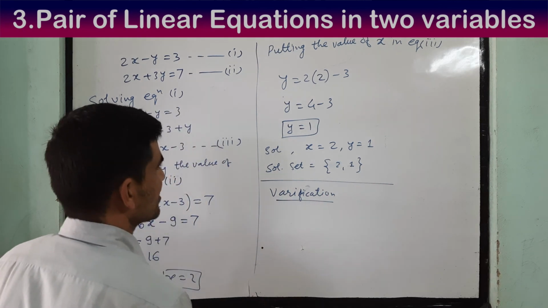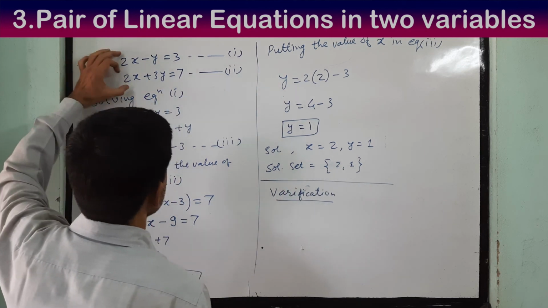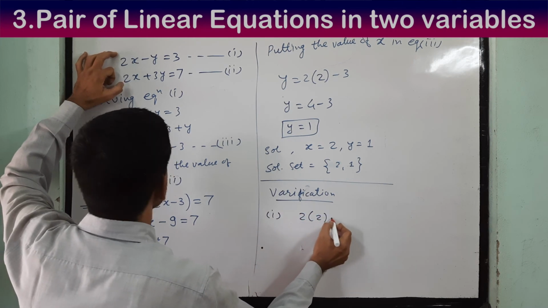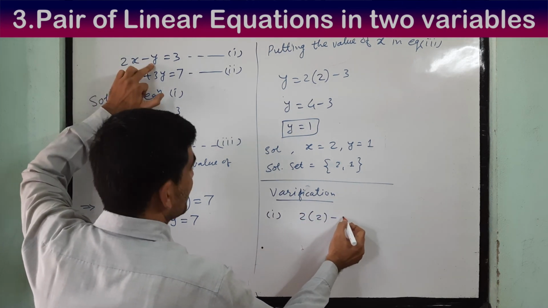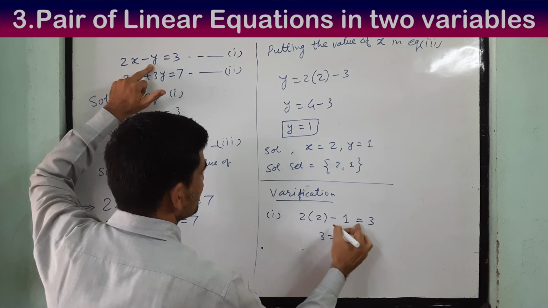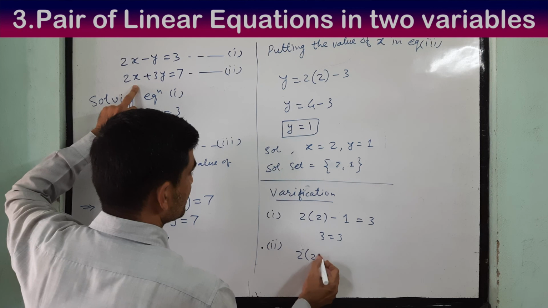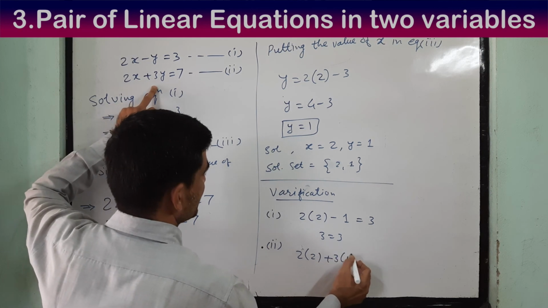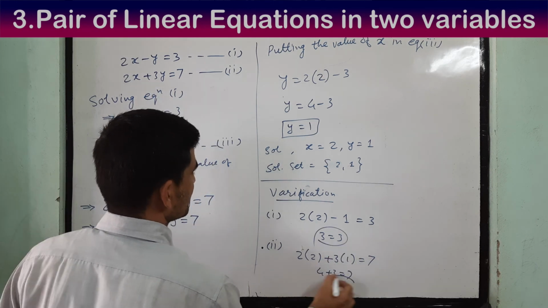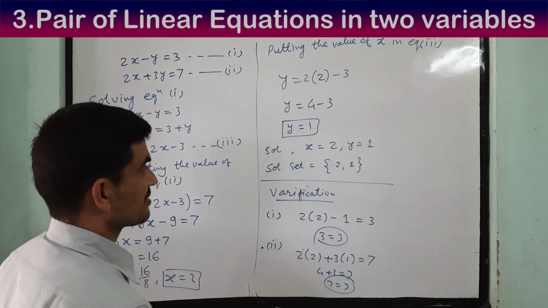So how can you verify whether your answer is correct or not? You put both the values together in any of the equations and it should satisfy. Just see, when you put in equation 1, twice of x, that is 2, minus y, that is 1. We are getting 3, 3 equal to 3, 4 minus 1 is 3. And also you can put in equation 2, so twice of 2 plus thrice of 1, that is 7, 7 equal to 7. So both are correct. Okay, so you can verify by any of the equations.